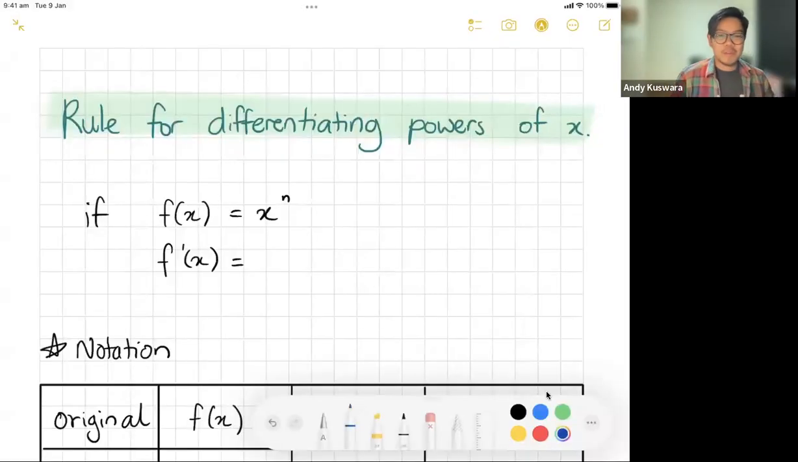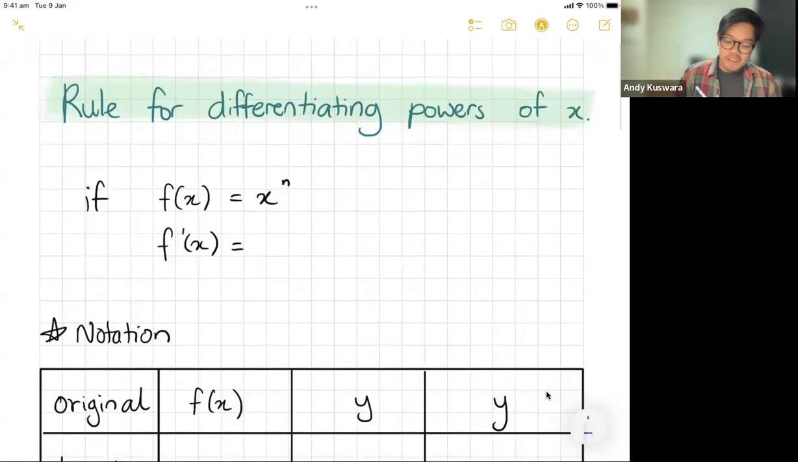Unlucky. Okay, so today we're talking about the rule for differentiating powers with x. I believe that you've already slightly seen this, but I'm just going to go over it and go over a couple examples as well as the notation.